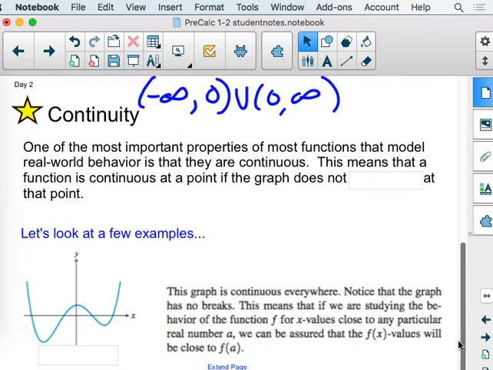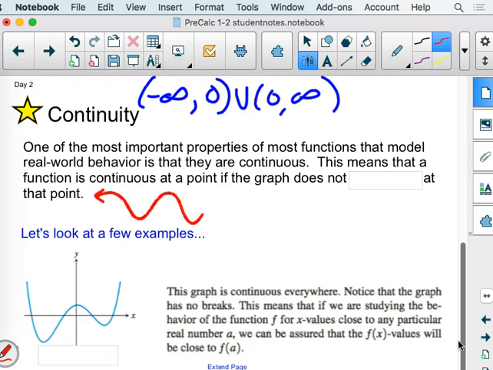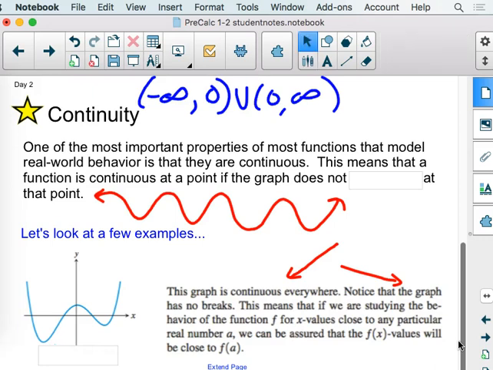Continuity. One of the most important properties of most functions that model real-world behavior is that they are continuous. What does it mean to be continuous? It means as I draw the graph, my pen should never leave the paper. That's a continuous graph. If I am drawing my graph and there is a hole or a jump, something that causes me to pick that pencil or pen up and move to a different position, that's not continuous, it's called discontinuous. So if you can just get started and keep rolling and get the whole graph drawn, it's continuous.